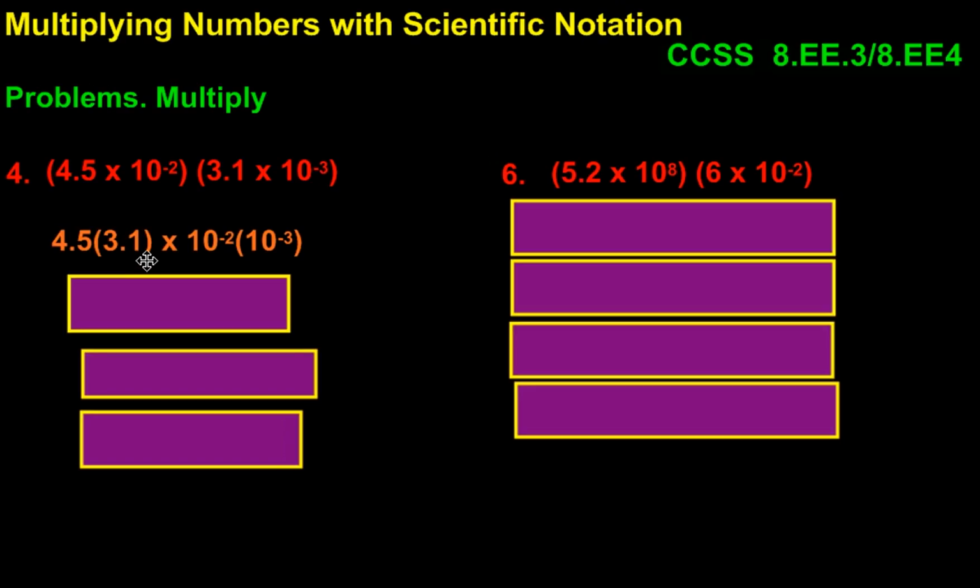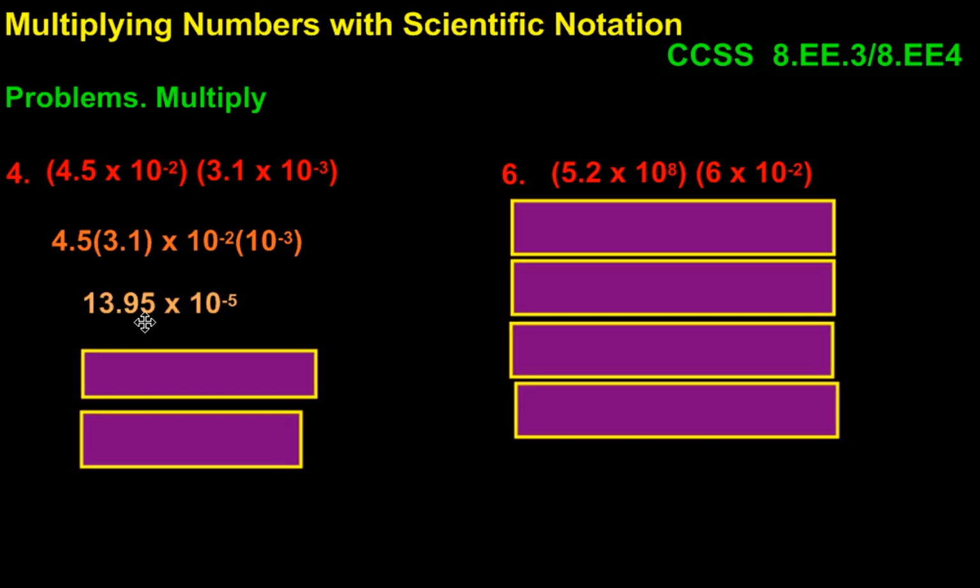The whole number parts, pretty simple. You're just going to multiply them. 4.5 times 3.1 is going to give you 13.95. And if we add the two exponents, we get 10 to the negative 5.